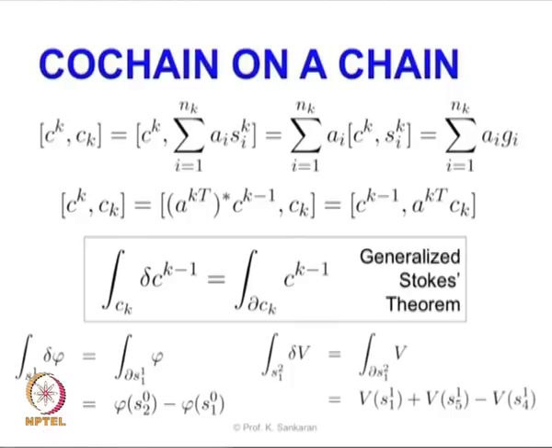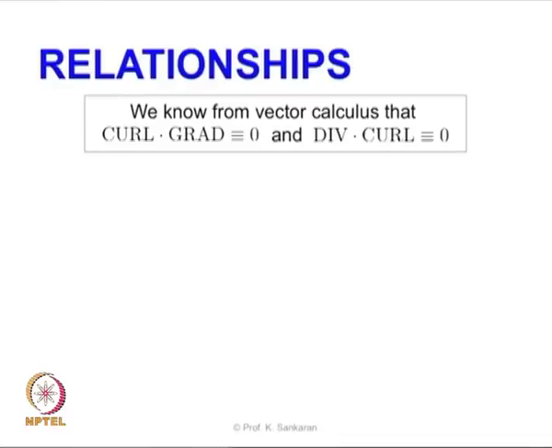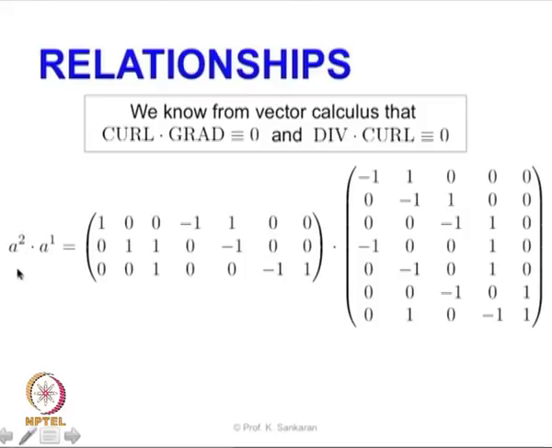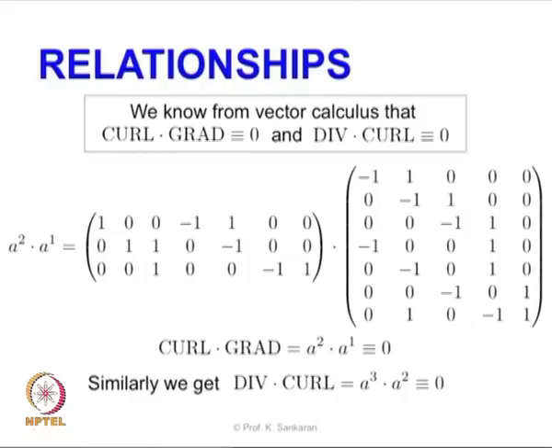The last relationship that we are interested in is the relationship between the operators themselves. As you know from vector calculus, the curl of the gradient is equal to 0, and the divergence of the curl is also equal to 0. You can verify this. We know the co-boundary operator for curl and for the gradient, and the dot product of them should be equal to 0. Similarly, we can also find the divergence of the curl, which is A3.A2, and it should also be equal to 0.